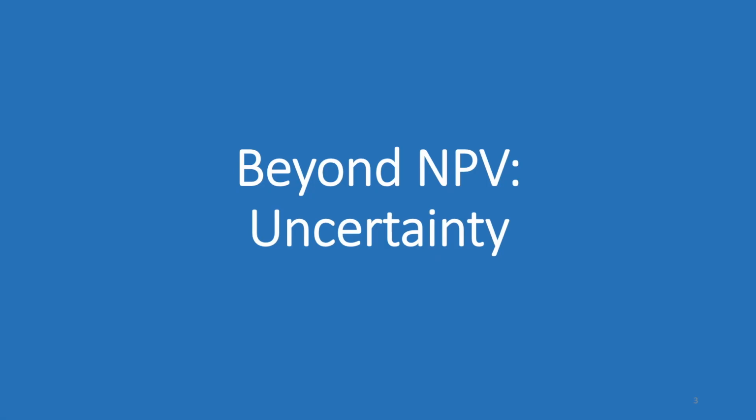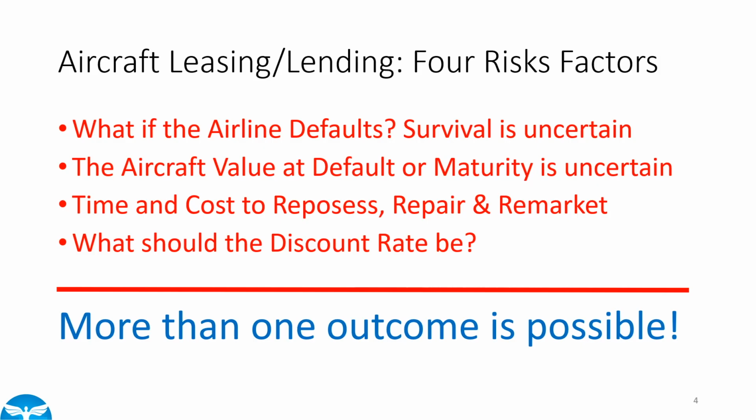Now, we're going to move beyond this static net present value analysis and introduce the concept of uncertainty, which is the driver of risk. So in aircraft leasing and lending, I think we have basically four primary risk factors. What if the airline defaults and the survival is uncertain? We won't collect those periodical cash flows that we were expecting.